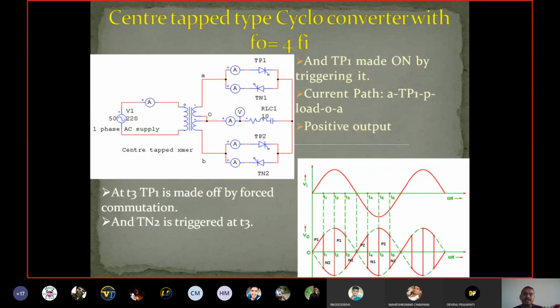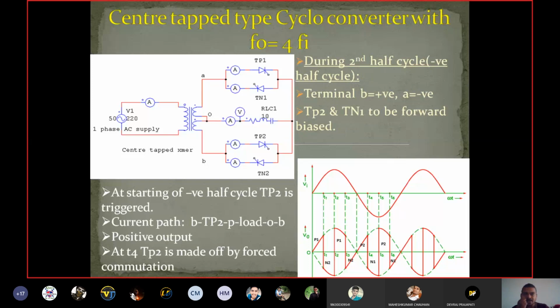Okay, now we'll discuss the second half cycle. Okay, second half cycle, that is the negative half cycle for us. Okay, so during negative half cycle terminal B becomes positive and terminal A becomes negative with respect to this O terminal. Okay, so we are discussing the second half cycle, and this is the negative half cycle for us. During the negative half cycle terminal B is positive and terminal A is negative with respect to this O terminal.